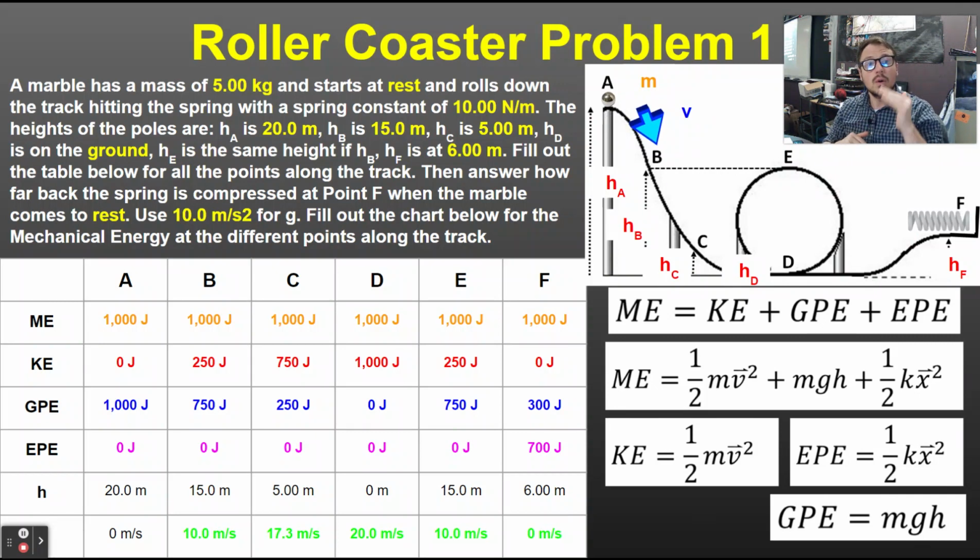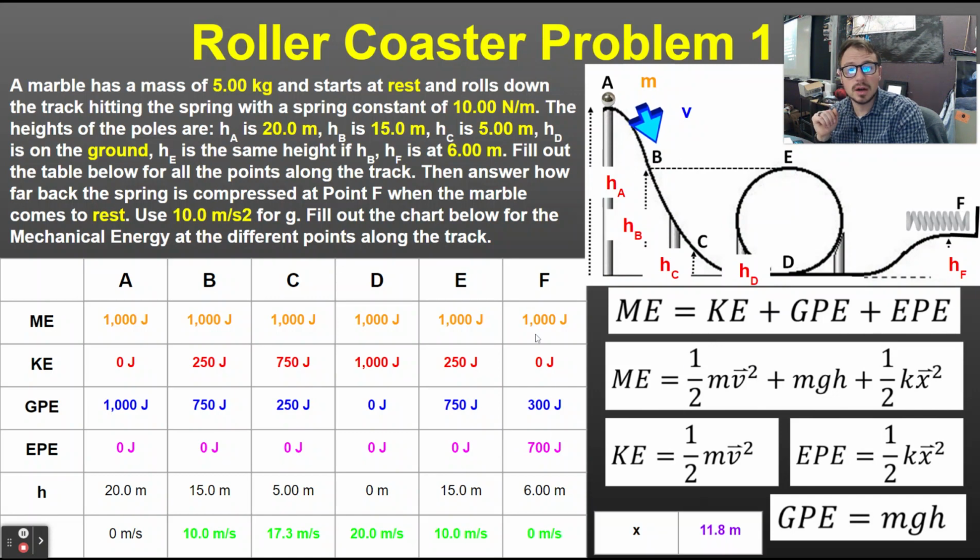You know where the marble should be going the fastest. You know it should be going the slowest. You know where it's at rest. You can do a quick double check when you're calculating these. So this is one problem. And at that last point, you can plug everything into the elastic potential energy equation. As long as you know the spring constant, find out how far that spring gets compressed.